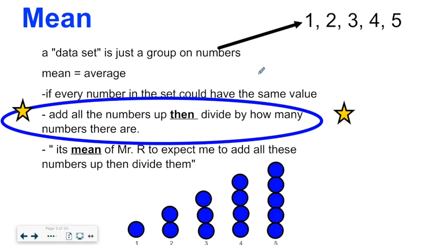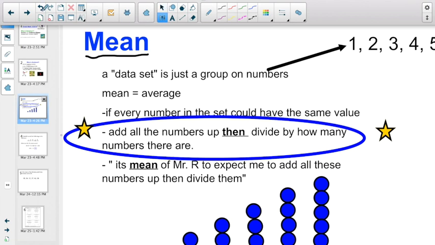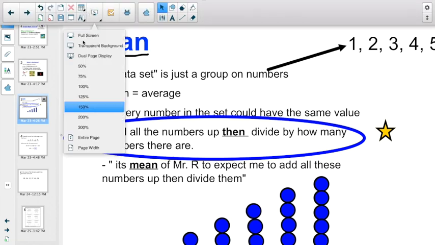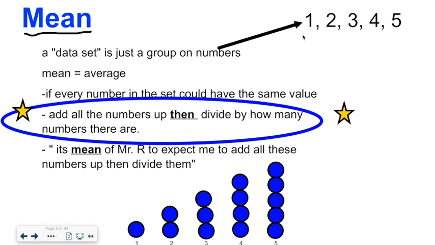The thing we're looking at today is the mean of a value of a data set. And really all that a data set is, is a set of numbers, just a group of numbers. So right here, what we have right here, that would be an example of a data set. And the mean is just the average. So if you know what the word average is, you have a good idea of what a mean is.